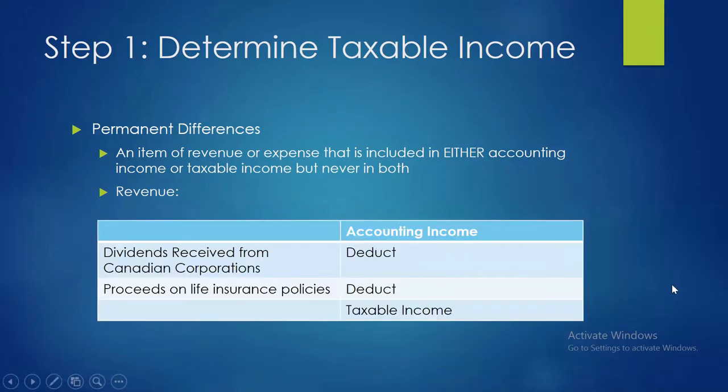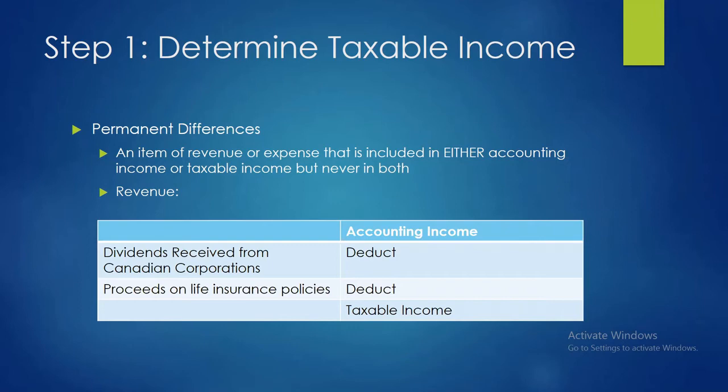Okay, so a couple of examples is dividends received from Canadian corporations. When you receive dividends, you're going to record that in revenue when you're looking at IFRS and ASPE and determining accounting income. But the Income Tax Act says that you do not have to pay taxes on dividends received from Canadian corporations. So we take out the dividends received from Canadian corporations. We need to deduct it from accounting income in order to get taxable income.